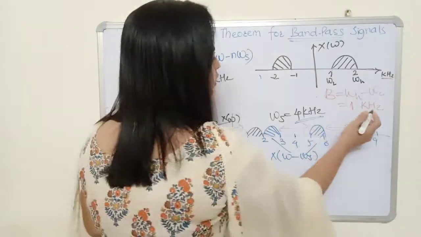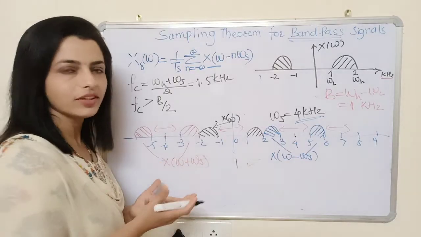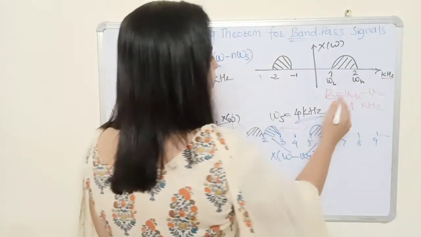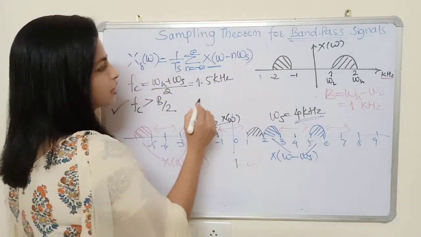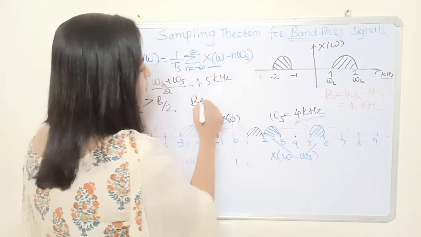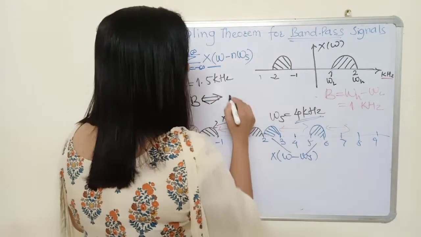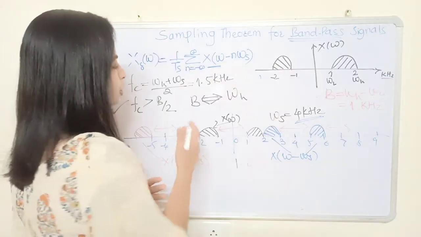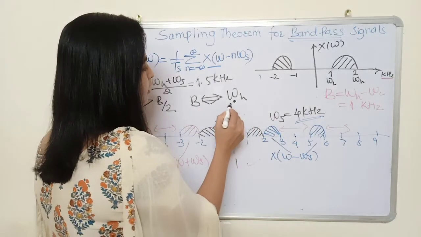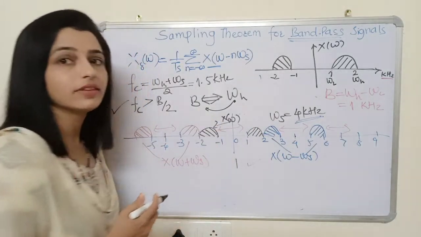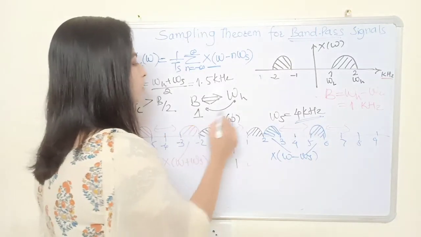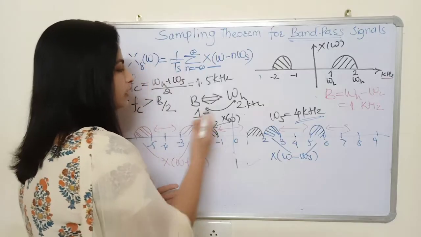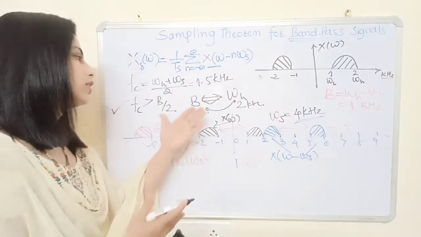1.5 is greater than 0.5. B by 2 is 0.5. So it's greater, so this condition is fulfilled. Now, the bandwidth and higher frequency relationship. Let us check the bandwidth relationship with the higher frequency omega h. We want to check that omega h is an integer multiple of the bandwidth. Okay. So the bandwidth is 1 and the higher frequency is 2 kilohertz.